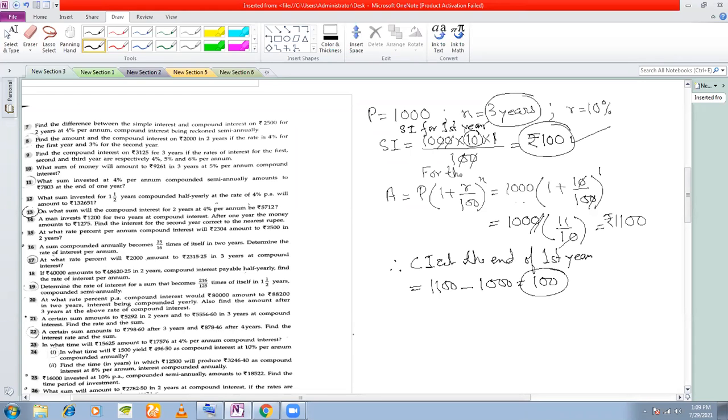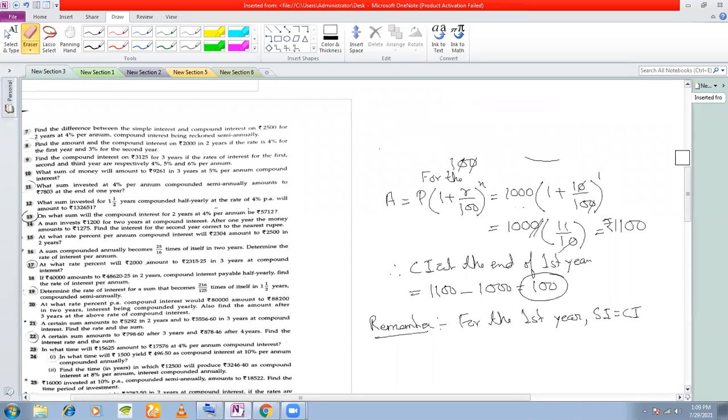Okay. So remember always, for the first year, SI must be equal to CI. Only for the first year, not for the second year, not for the third year, only for the first year. Okay. So keep that in mind, and then we'll do the next sum.